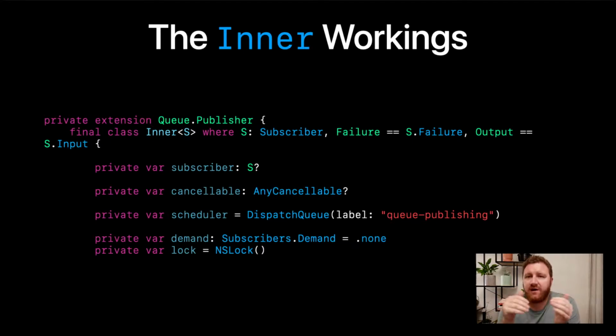And we try and keep track of the demand that our subscriber gives us. Unlike a lot of Apple publishers that don't care about demand, we try to be a good citizen here and actually keep track of the demand that our subscriber has. And to make sure that the demand tracking is thread safe, we use a lock to protect access to that demand. We'll go through all of that on the next slide.